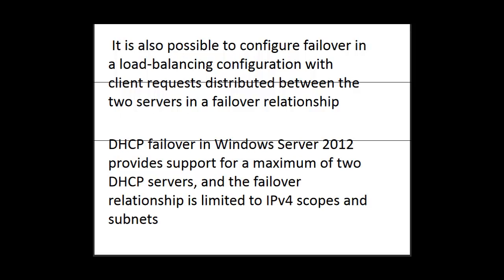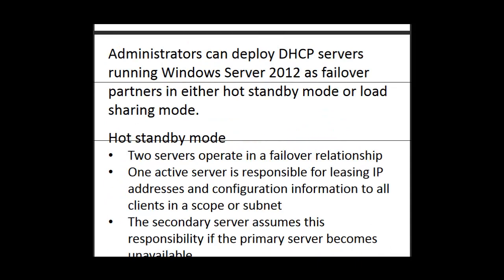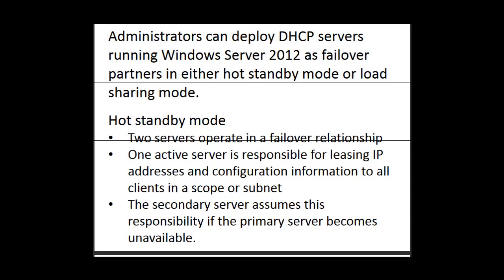Failover allows you to have two DHCP servers, and for Server 2012, the failover relationship is limited to IPv4 scopes and subnets. There are two modes that you can use for your DHCP failover configuration. You can have what we call a hot standby mode, or you can have a load sharing mode.